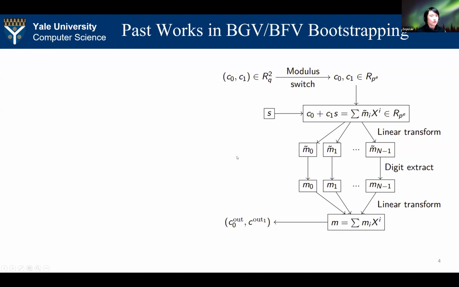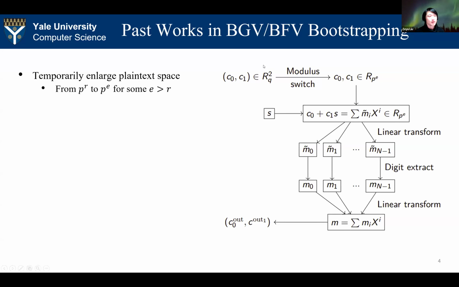Okay. Most of the past works and also some concurrent works follow this paradigm. Of course, I don't expect you to read or understand it. The only thing I would like to emphasize is that most of the works require a procedure in which they temporarily enlarge the plaintext space from p^r to p^e for some e greater than r. This basically restricts some choices of p, which reduces the efficiency of the past works, and we do not have this.